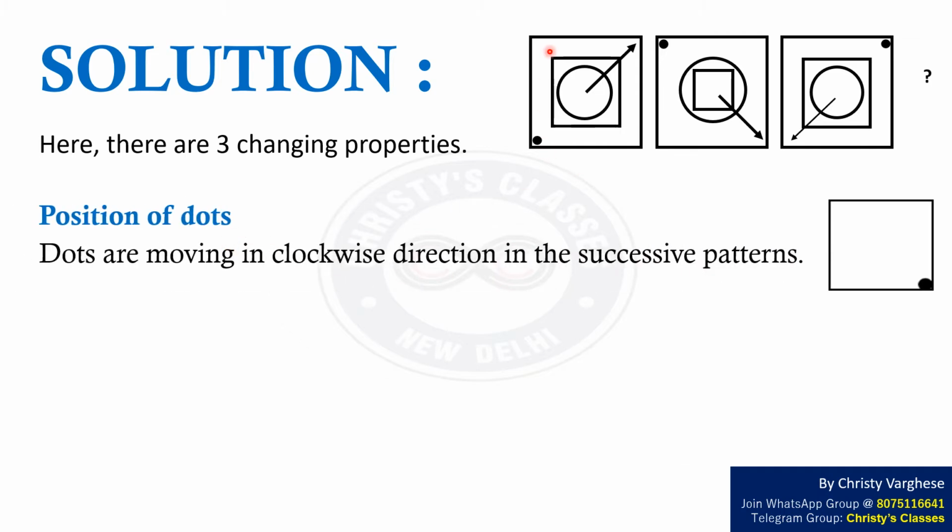The dots are moving in clockwise direction in the successive patterns. Thus, the missing figure will have the dot at this position.